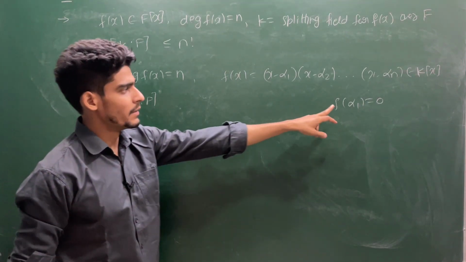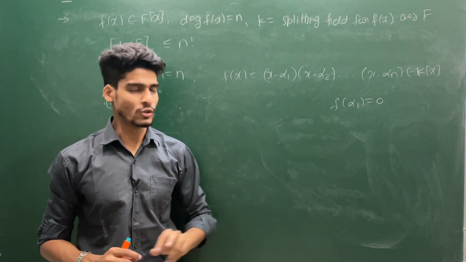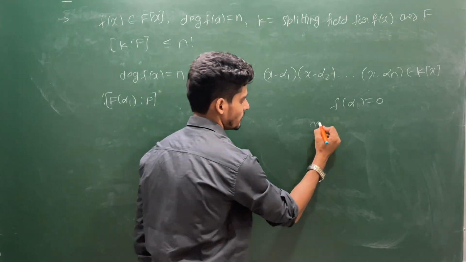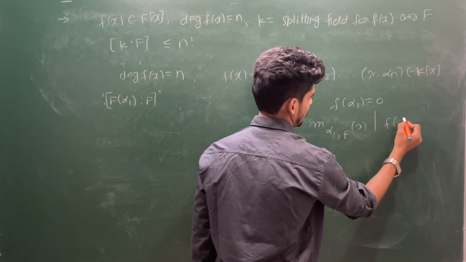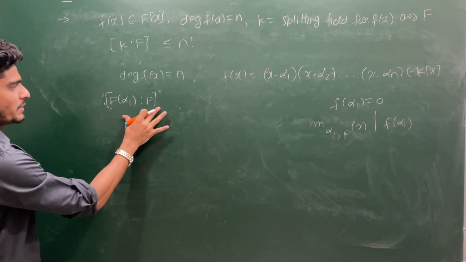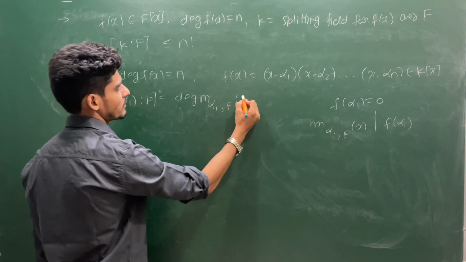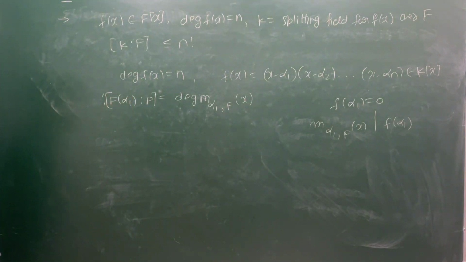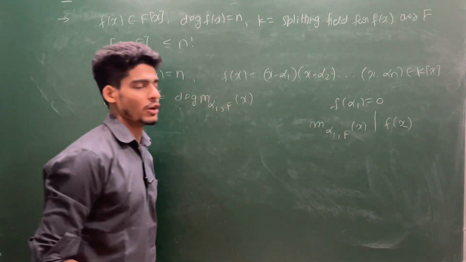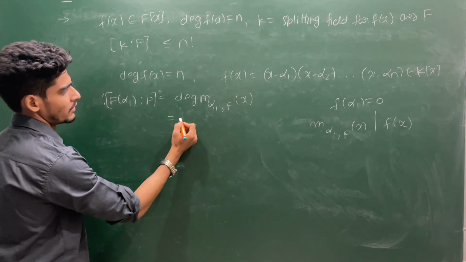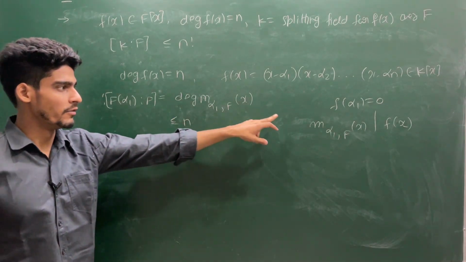But we know that the minimal polynomial of alpha 1 actually divides every polynomial having alpha 1 as a root. So the minimal polynomial of alpha 1 must divide this. And what is the dimension of this? This is actually the degree of the minimal polynomial of alpha 1 over F. And the degree of f(x) is n. So the degree of this can be at most n, because the minimal polynomial should divide this f(x).